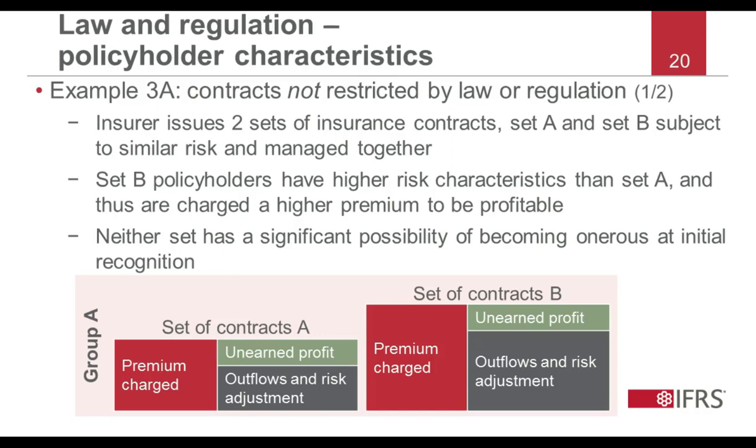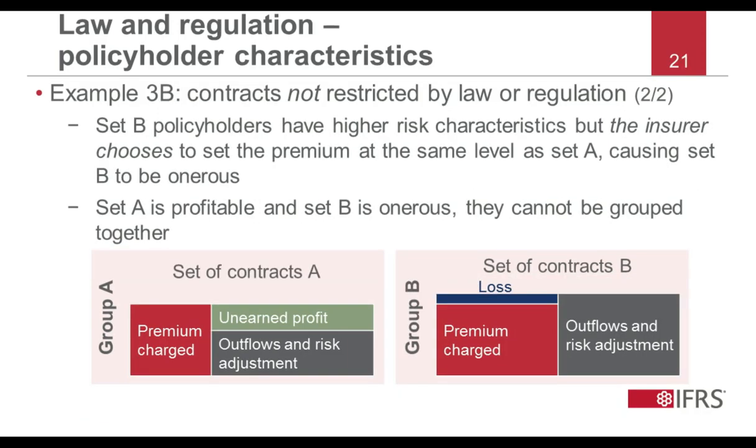Both Set A and Set B, when measured separately, are profitable. The entity assesses that both sets have similar possibility of becoming onerous, based on the information gathered for internal reporting purposes. Accordingly, the entity can choose to include both Set A and Set B in the same group.